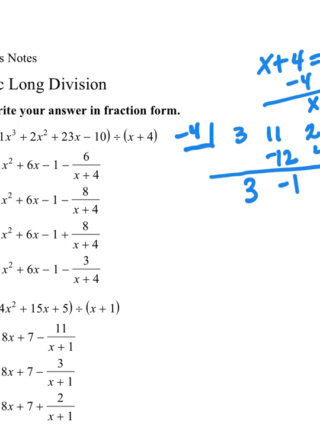Now you notice that the highest exponent was 4. So when you do synthetic division, it goes down one exponent. So instead of starting with the 4th power, now you're starting with the 3rd power. So it's 3x to the 3rd power minus x squared plus 6x minus 1. And then your remainder is negative 6 divided by x plus 4. So your answer is A.